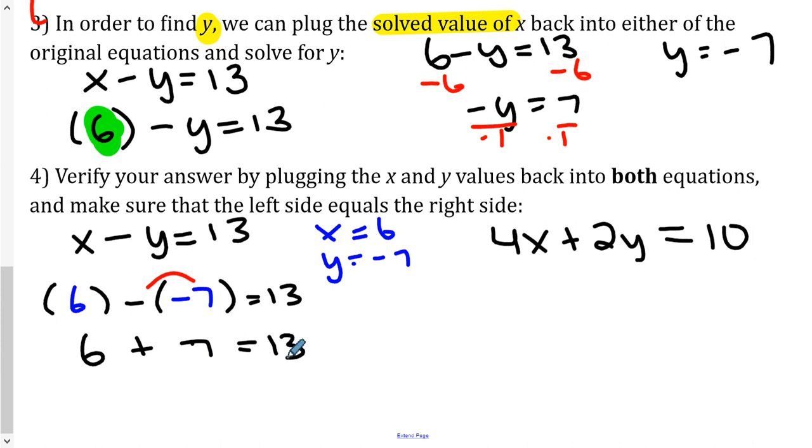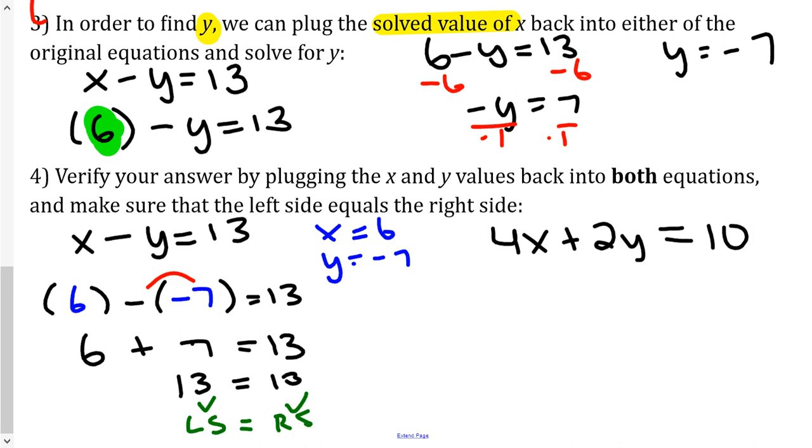And again, I'm just simplifying the left side, simplifying the right side. I get 13 equals 13, right? That's a true statement. The left side is equal to the right side. Right? It satisfied that first equation. That just means that that's a point, right, that satisfies that relation.